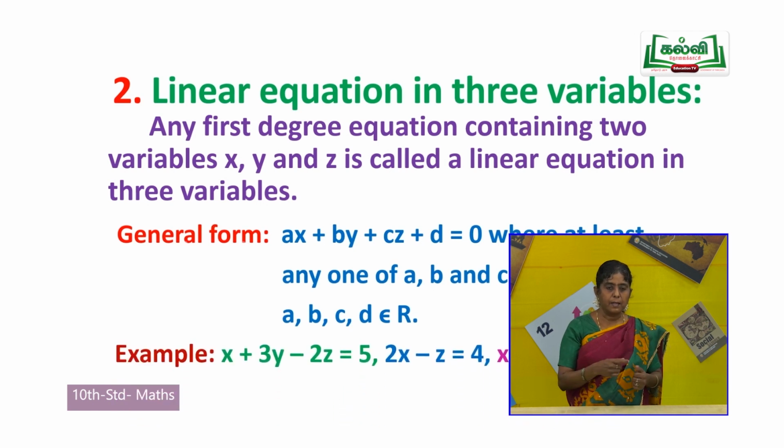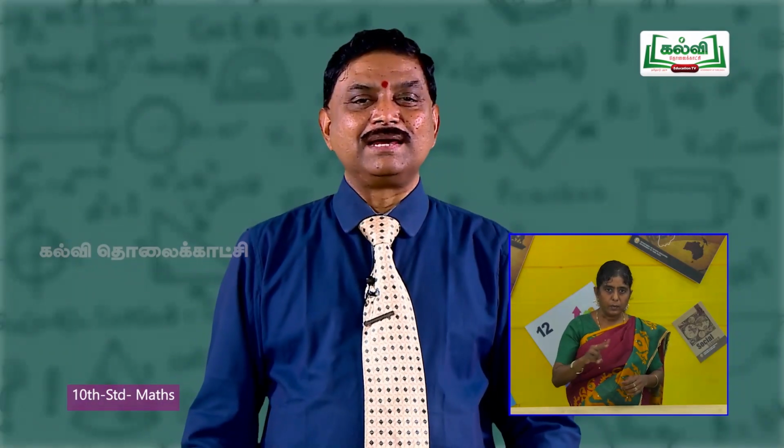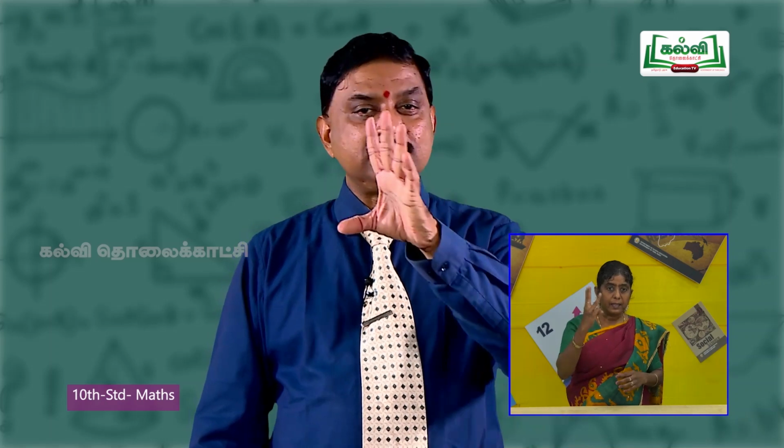Next, let's see some examples. x plus 3y minus 2z equal to 5, or you can write minus 5 equal to 0. 2x minus z equal to 4, or you can say 2x minus z minus 4 equal to 0. x minus y plus z equal to 0. That's all. These are all called linear equations in three variables.